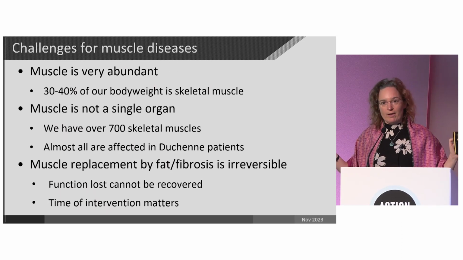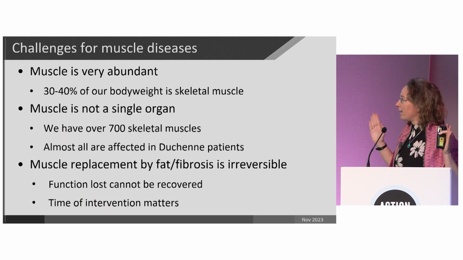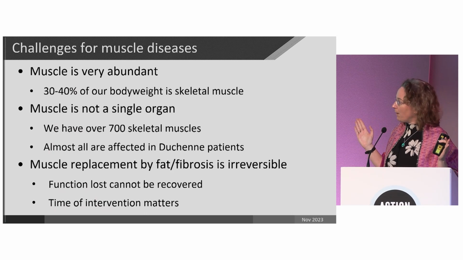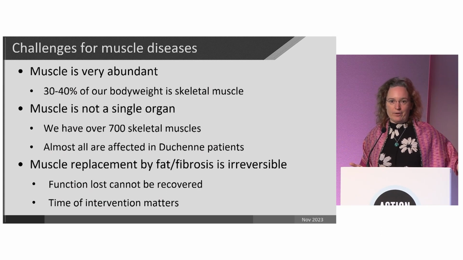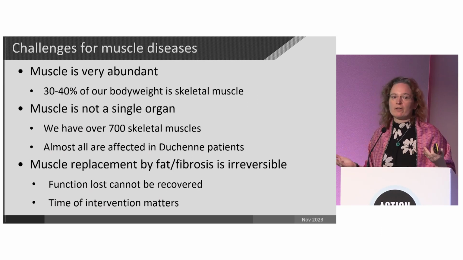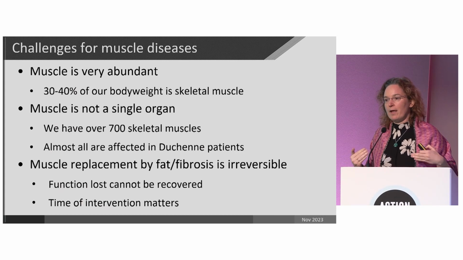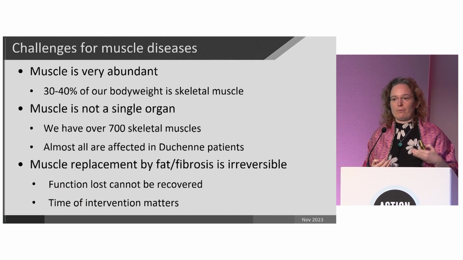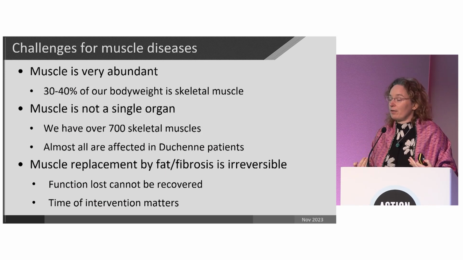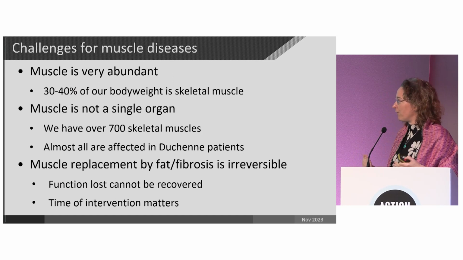First, for everything, there is a challenge, and that is that muscle is very abundant. So 30 to 40% of our body is muscle, and then we don't have one muscle, like we have one liver, we have 2 kidneys, we have more than 700 different muscles. If you want to restore dystrophin, it's not enough that you restore it in one muscle fiber, in one muscle. You want to restore it in the majority of fibers, in the majority of muscles to have an effect.